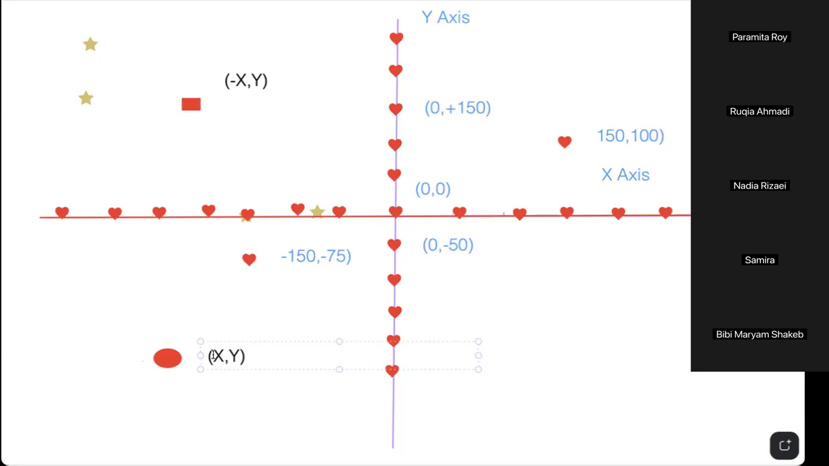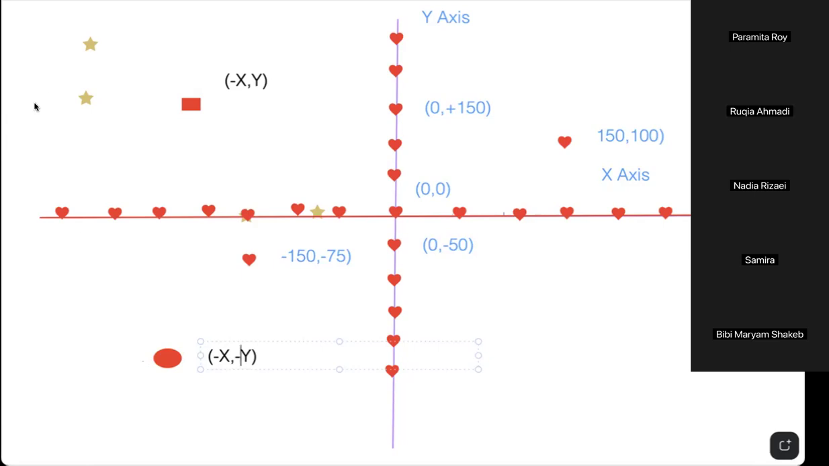You have made my day. Why is x negative? Because anything going to the left side of the line will be negative. Anything going downside of Y, the vertical line, will be negative. So both negative. Okay? Because the cat at the moment is on the left side of the x-axis and downwards of the y-axis. So both are negative.